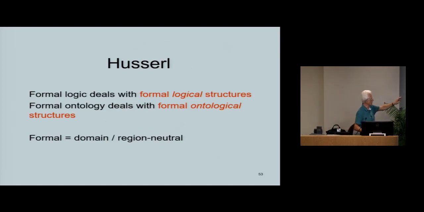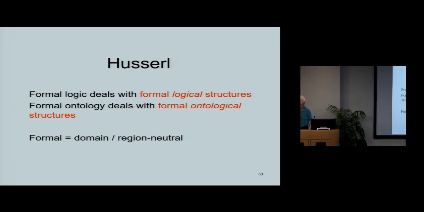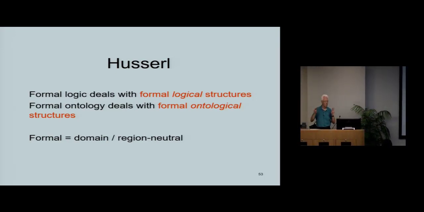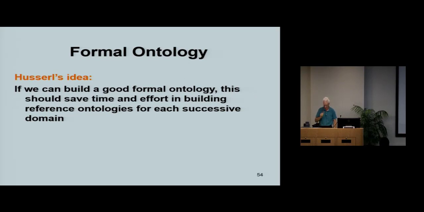And Husserl made an explicit comparison between formal logic and formal ontology, which is interesting. And he meant by formal something like what we mean, namely domain neutral. He talked about region, not domain, but he meant the same thing. Now he didn't say this, but this was what he meant. If we have a really good top-level formal ontology, a highly general domain-neutral ontology, then we should be able to save time building reference ontologies for all the domains at lower levels. And that proves to be true, so we can prove that now empirically.